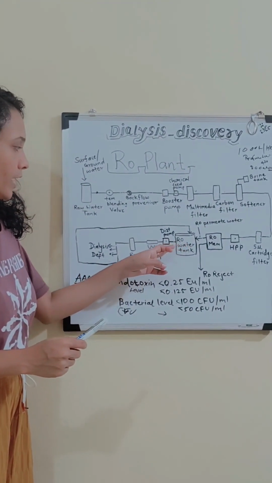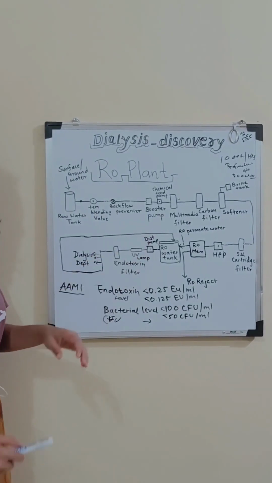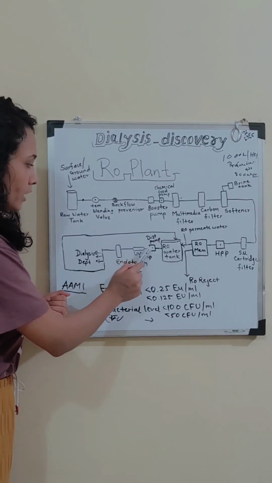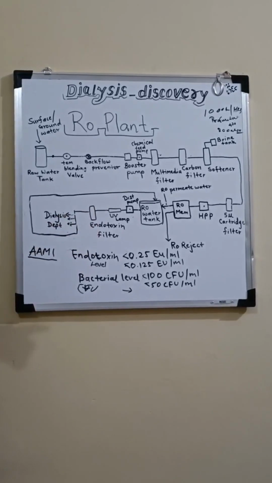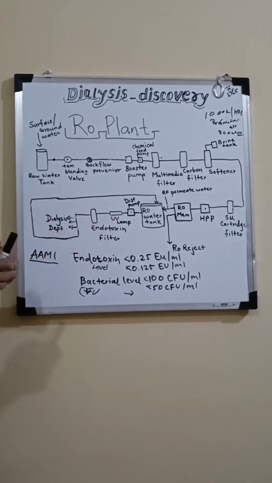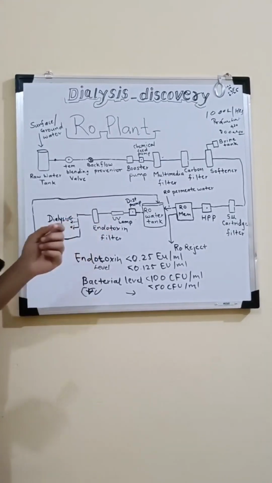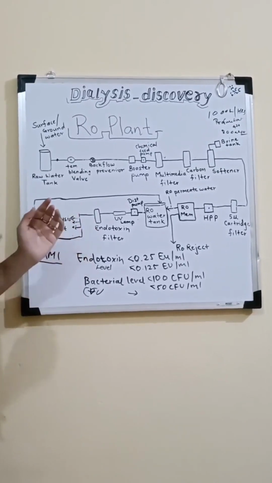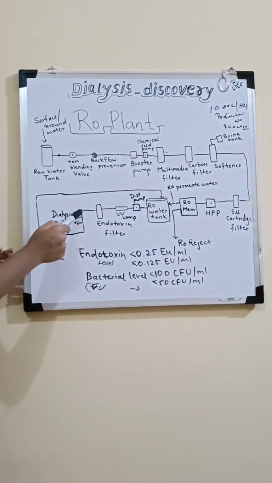After the RO water tank there is a distribution pump, or we can also call it a circulation pump, to distribute the water to the dialysis unit. Then after that there is a UV lamp. The UV lamp emits UV rays, that is ultraviolet rays, which kill the bacteria. After that there is an endotoxin filter. Endotoxin is nothing but dead bacteria. So what is the work of the endotoxin filter? To remove the endotoxins.